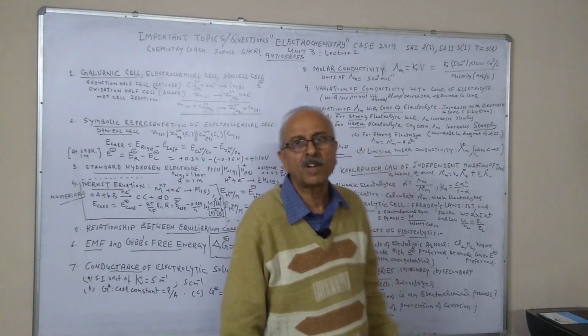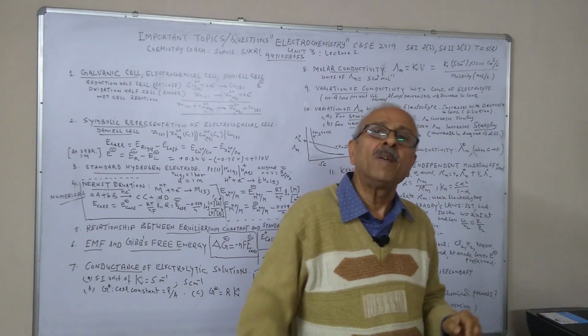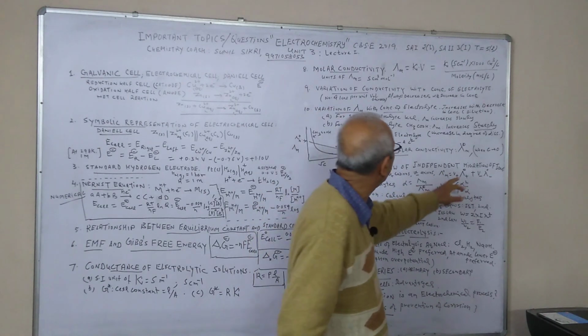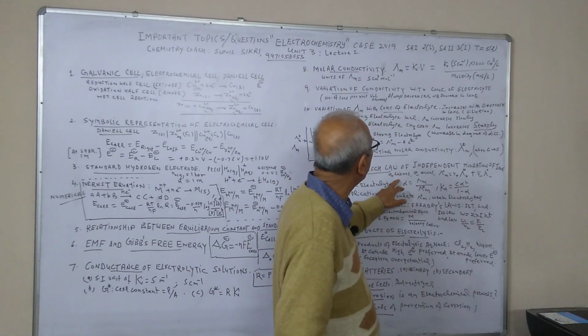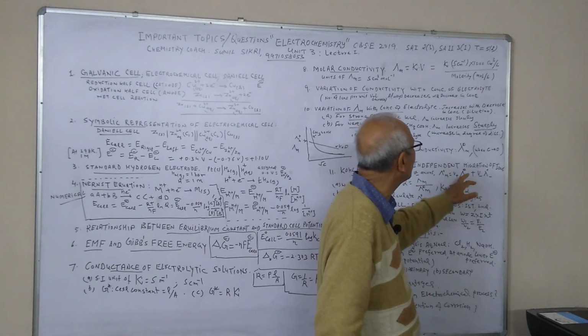A very important question; a numerical can be given based on the NCERT book. Again I am saying Kohlrausch's law of independent migration of ions. I have expressed it with nu plus as the number of cations and nu minus as the number of anions, then the formula is lambda 0 m equals nu plus lambda 0 plus plus nu minus lambda 0 minus.